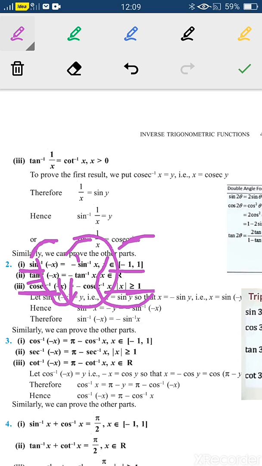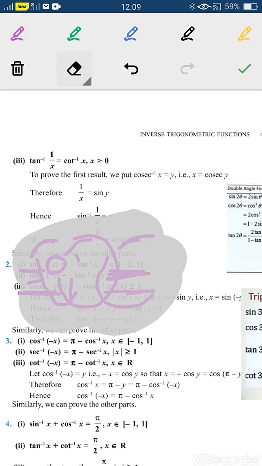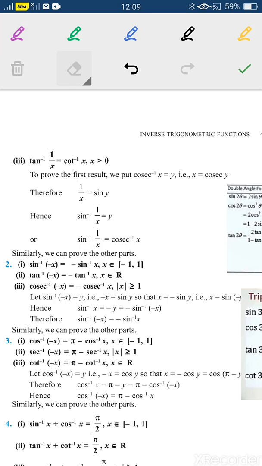So you know these ranges, domain, what to put here. Sine inverse of minus x. This is the domain, right? So x lies in the domain. So keep it in mind, sine inverse, tan inverse and cosecant inverse are friends. They behave the same. So whenever minus is inside, minus will come outside. Next is cos inverse of minus x, secant inverse of minus x, cot inverse of minus x.